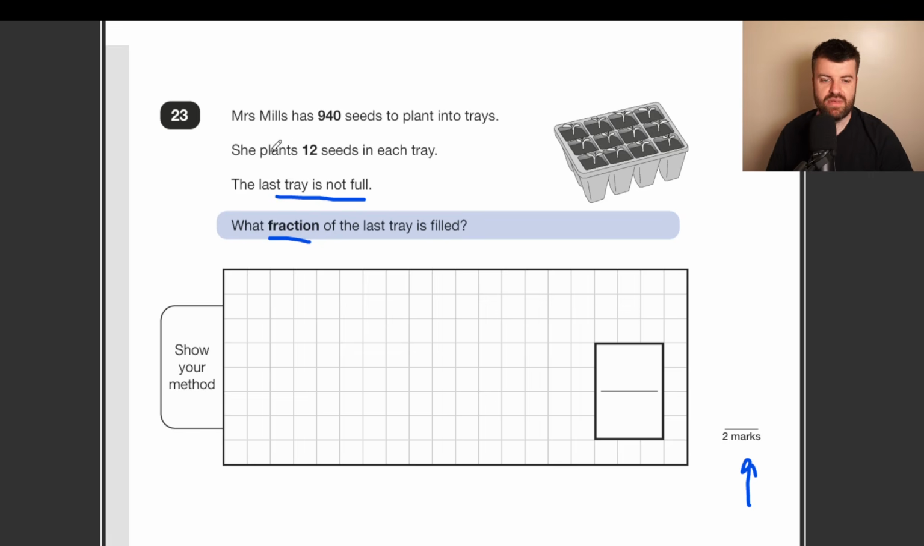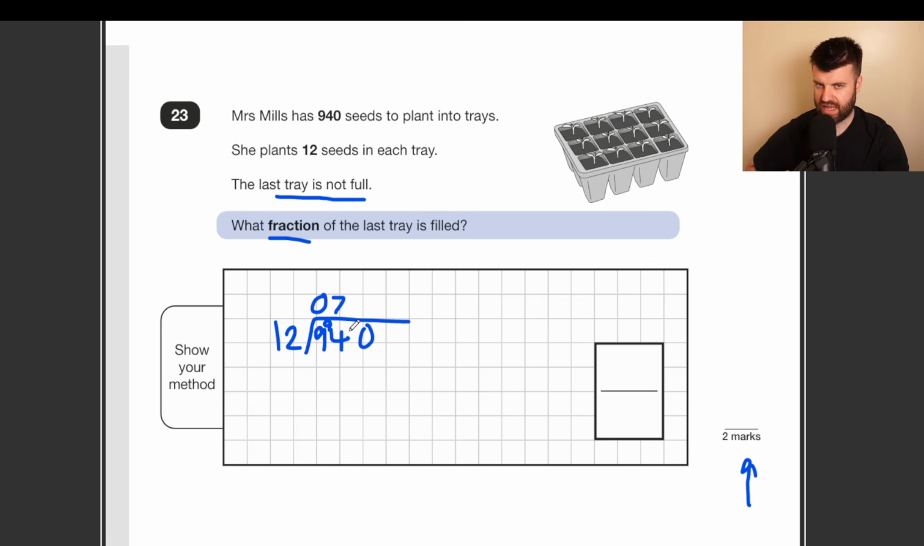Mrs. Mills, 940 seeds into trays, 12 in each tray. So what we're doing here really is 940 divided by 12. So 12s into 9 obviously don't go. 12s into 94. But if you know your 12 times table, you can jump straight to 60. It's 5 12s. 72 is 6 12s. 84 is 7 12s. So we're going to have 7 12s right here. So 84 gets us 7 12s.